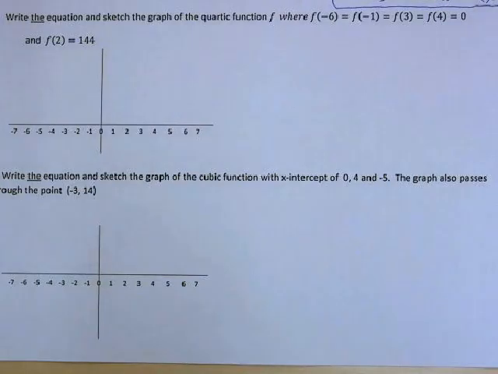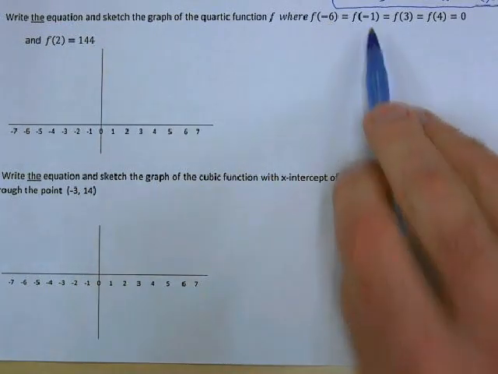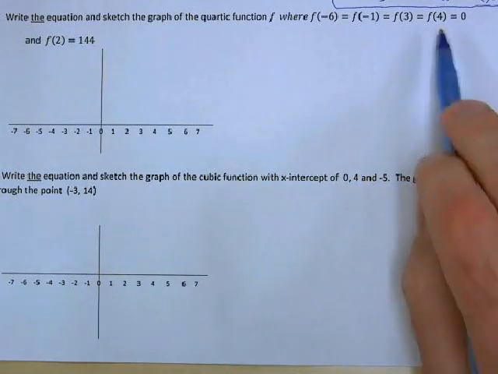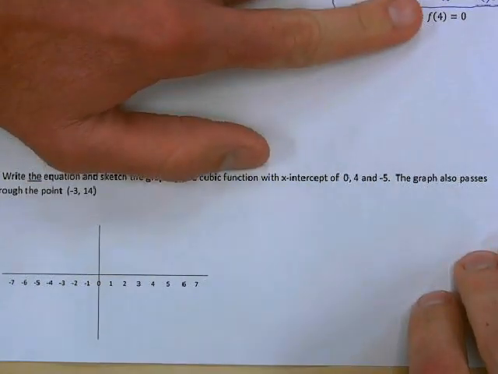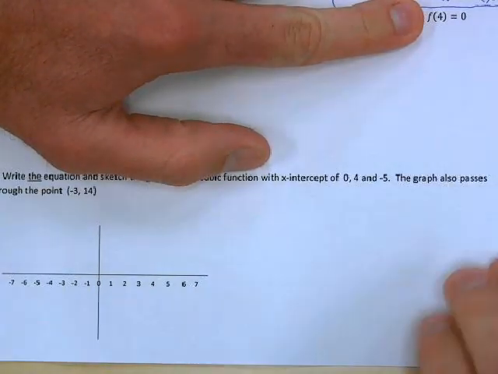All right, next one. Write the equation and sketch the graph of the quartic function. So quartic means 4. Okay, so it's a 4th degree polynomial where f of -6 equals f of -1 equals f of 3 equals f of 4 equals 0. Okay, that's a lot of equal signs. Let's look at just the end of this thing. f of 4 equals 0.